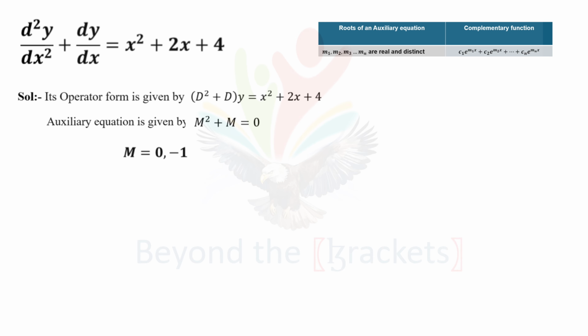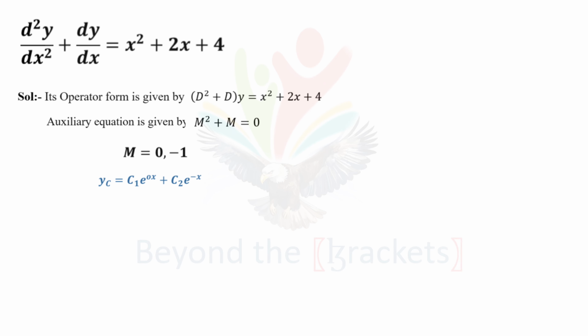Since the roots are real and distinct, the complementary function is given by yc is equal to c1 e power 0x plus c2 e power minus x. To find the particular integral, write the reciprocal of the operator form multiplied by the RHS, that is 1 by D square plus D into x square plus 2x plus 4.